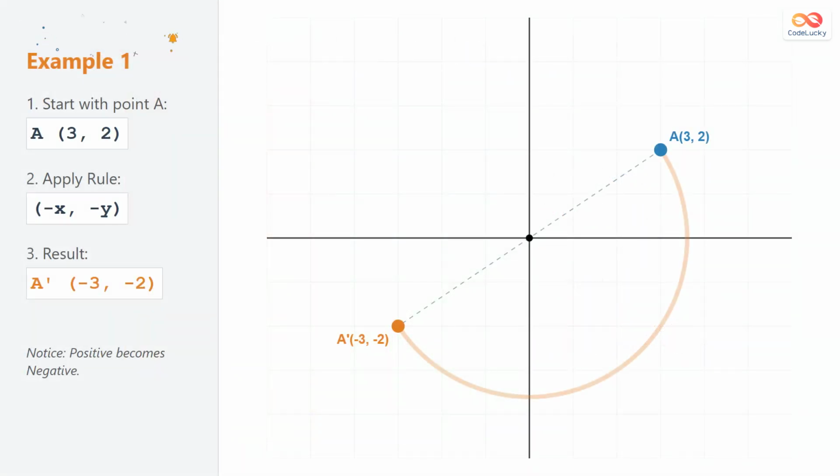Let's try an example. Start with point A at coordinates (3, 2). Applying our rule, we change the positive 3 to negative 3 and the positive 2 to negative 2. Our new point, A prime, lands at (-3, -2).